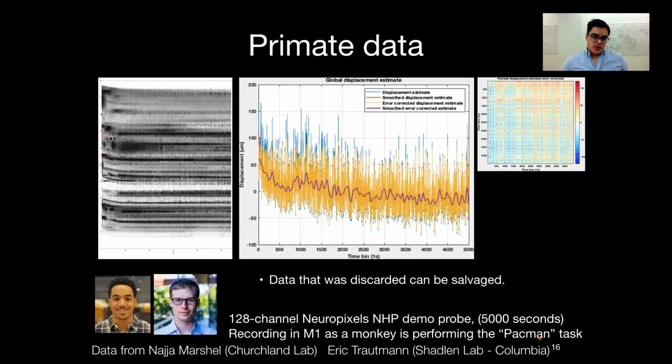The next case study focused on primate data collected by the Churchland lab at Columbia. And in this data set, the motion is more natural. There's no actuator that induced any motion. So the motion is purely based on the behavior that the animal is executing. And we can see in the middle, the motion that we estimate on this data set very closely resembles what we see in the raster plot on the left-hand side.